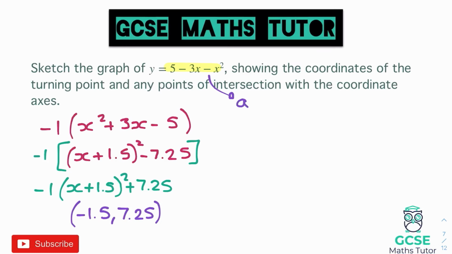So a is the number in front of x squared, which is minus 1. b is the number in front of x, which is minus 3. And c is the number at the end, or at the start in this case, which is the 5.